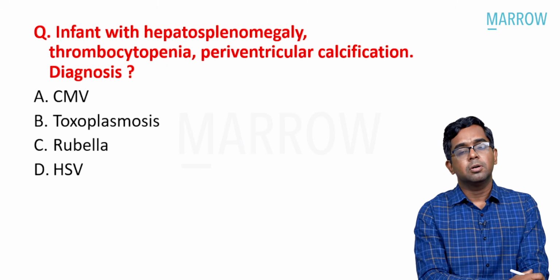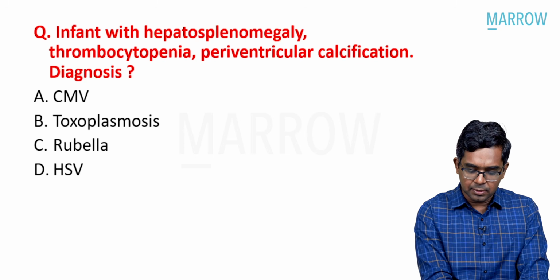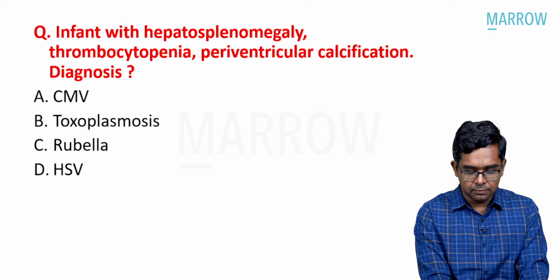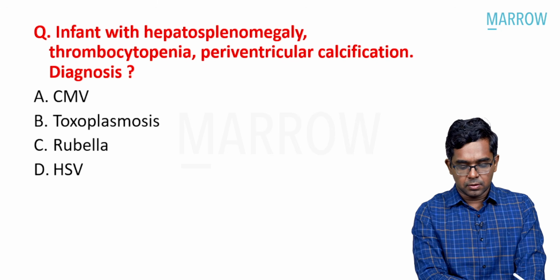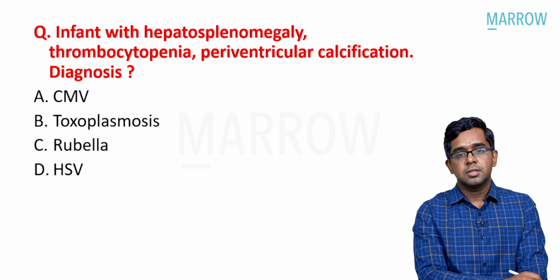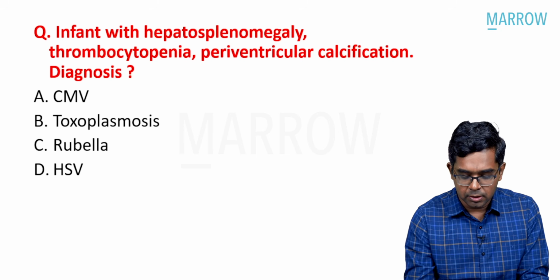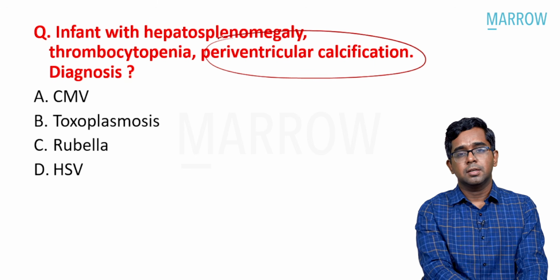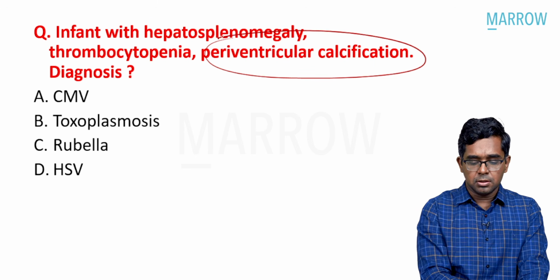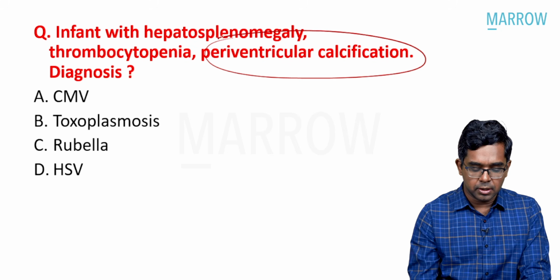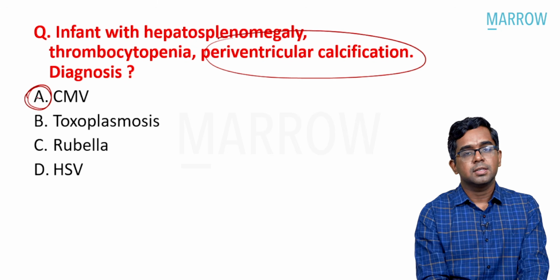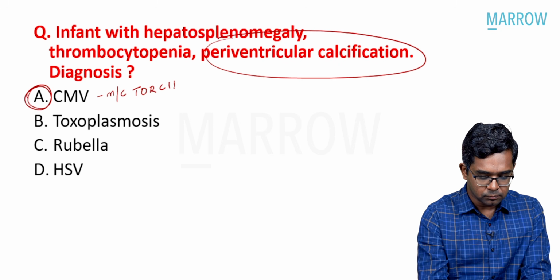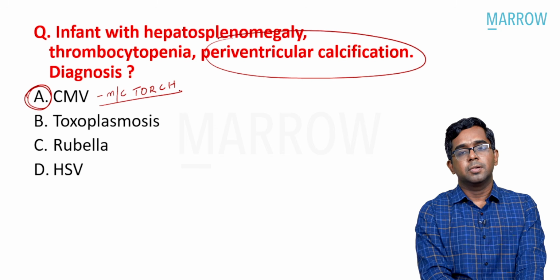We had one more question about TORCH infection also, and the question goes like this: an infant with hepatosplenomegaly, thrombocytopenia and periventricular calcification, what is the diagnosis? Okay, this is again characteristic of one more TORCH infection, and the clue here is the presence of periventricular calcification, because hepatosplenomegaly and thrombocytopenia can be seen in many TORCH infections, but presence of periventricular calcification points to the diagnosis of cytomegalovirus infection, which is the most common TORCH infection as well. This is a special point about cytomegalovirus infection.